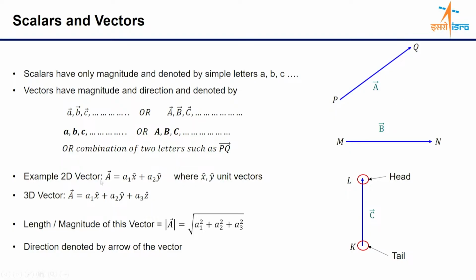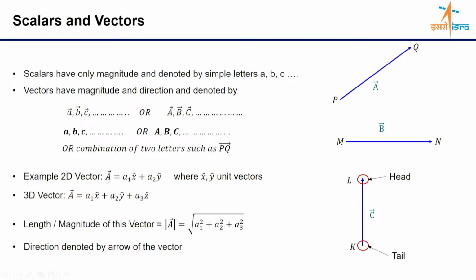In general, we can represent that two dimensional vector like vector A equal to a1 x cap plus a2 y cap. Here x cap and y cap are the unit vectors along the x direction and the y direction respectively, and a1 is the length of the vector along the x direction, and a2 is the length of the vector along the y direction. So the overall length of vector A will be square root of a1 square plus a2 square.